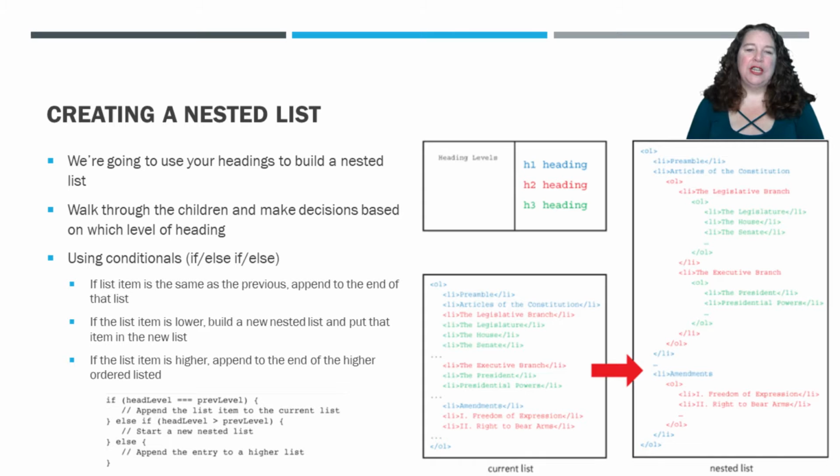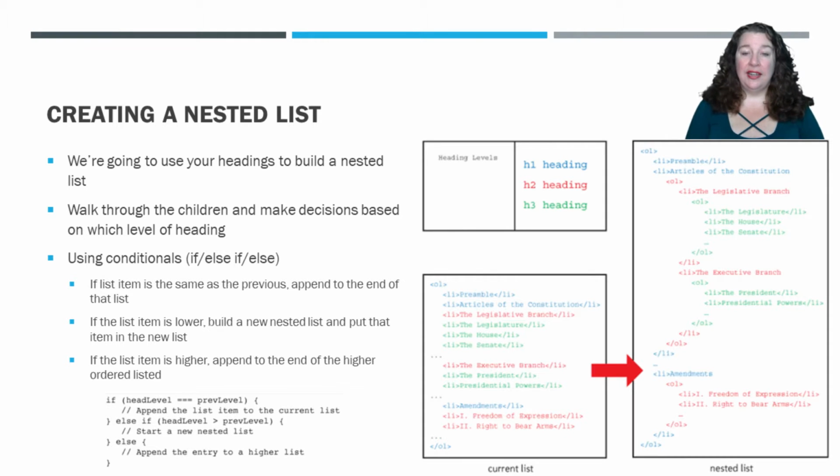So the project was looking pretty nice, except when you look at something like the Constitution, you want to see it as a nested list. You want to see it as an outline. It makes more sense that way. Having them all at the same level doesn't make sense. So we're actually going to walk through and build a nested list in our JavaScript.